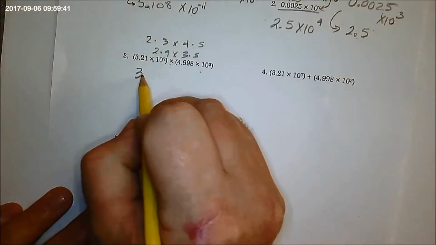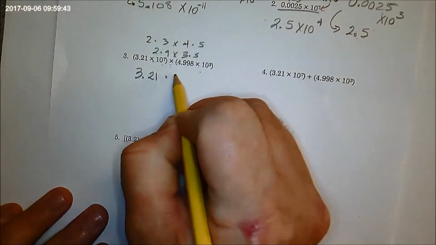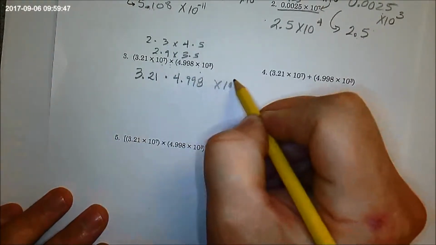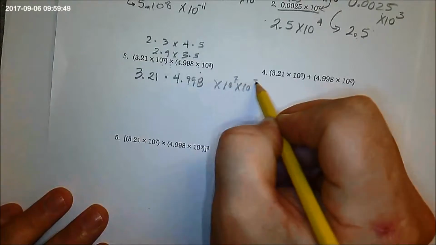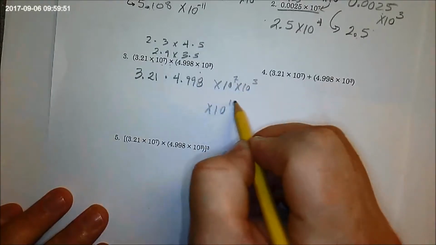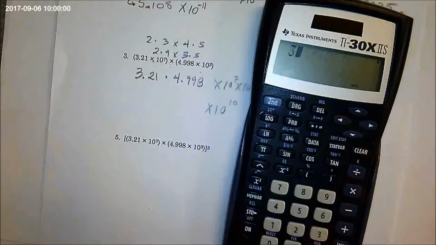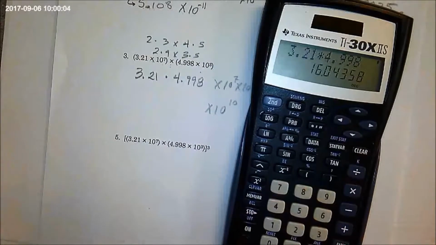So I could do 3.21 times 4.998 times 10 to the 7th times 10 to the 3rd. That's going to be times 10 to the 10th over there. Yes, Tristan, or no? Do you have a question? No? Okay. And then I'm going to use my handy dandy calculator. 3.21 times 4.998.